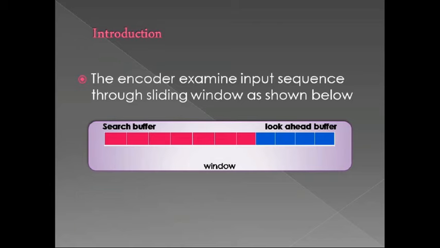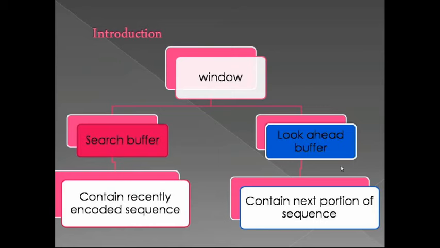Now if you look, this window is divided into two different parts. This blue part is known as the look ahead buffer, and this pink part is known as the search buffer. Now look here, this diagram gives in very much detail the window and its contents.